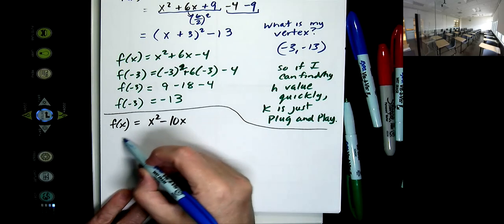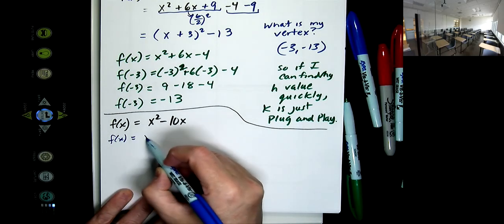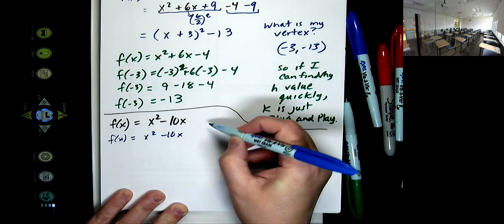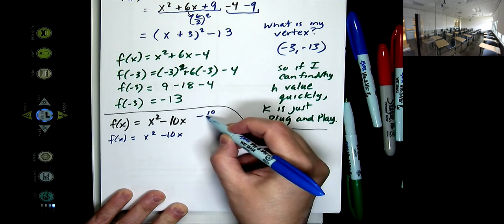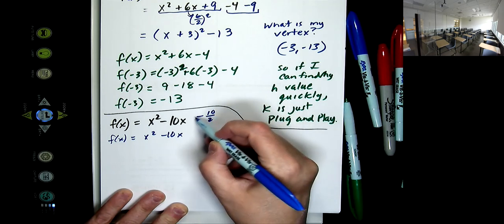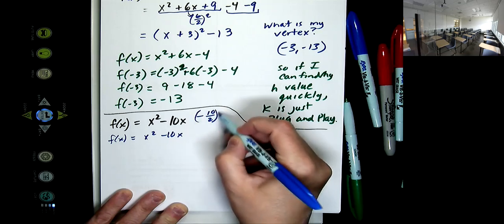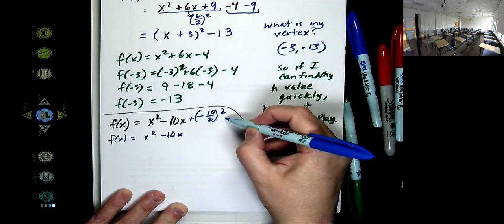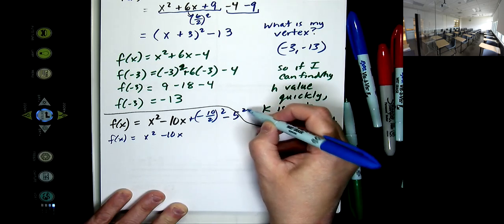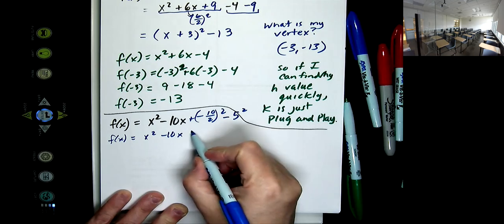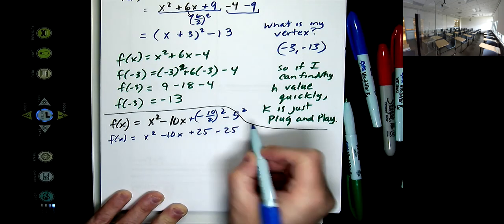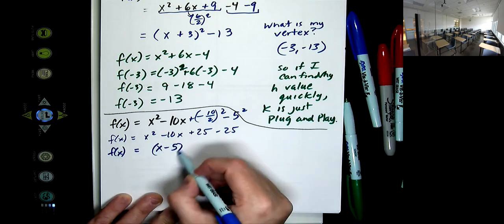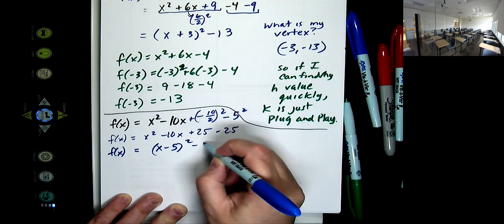All right, so we're gonna take that. If we cut it in half, we've got -10 over 2 squared that we're adding, which is +5 squared. So then we're going to want to subtract 5 squared as well. This gives us +25 minus 25. And we get x minus 5 squared minus 25.